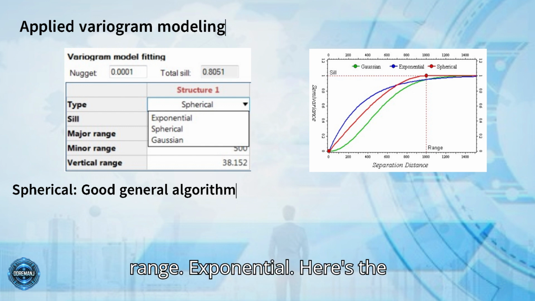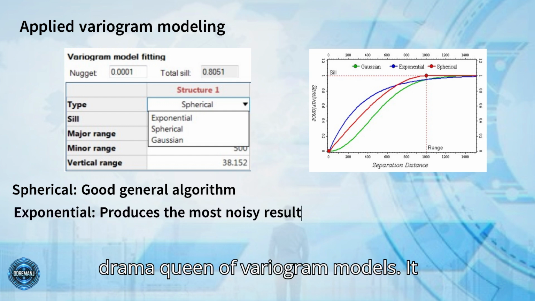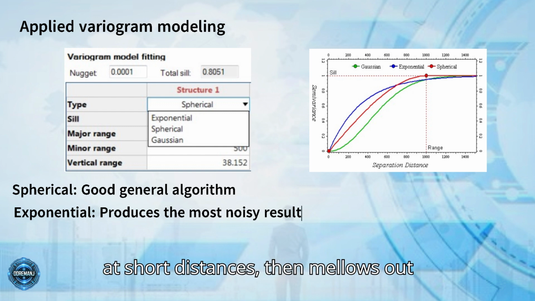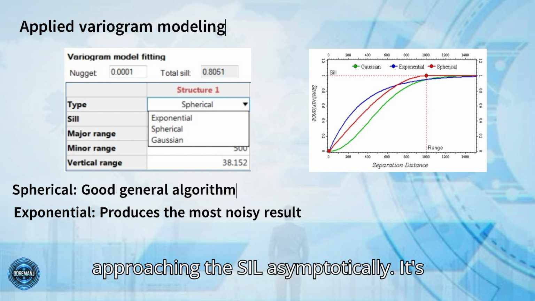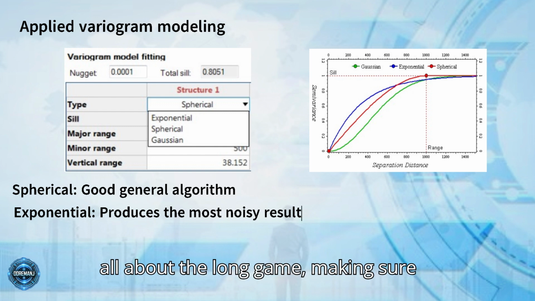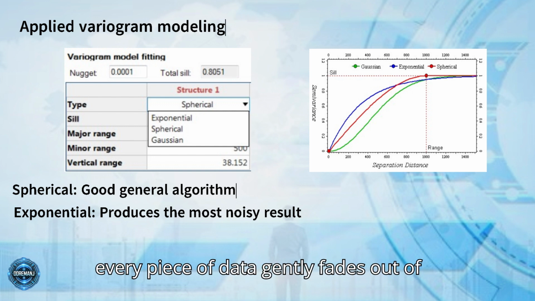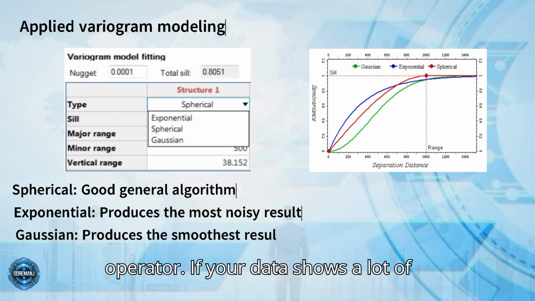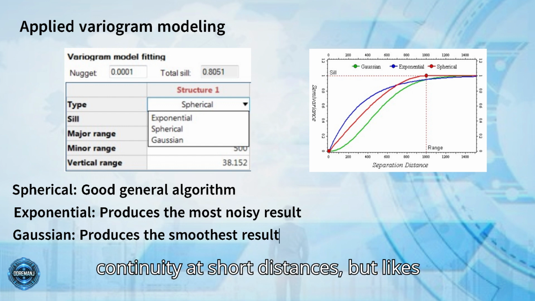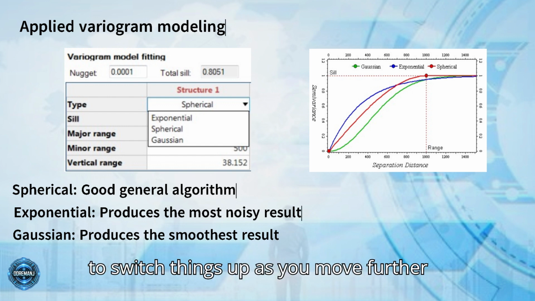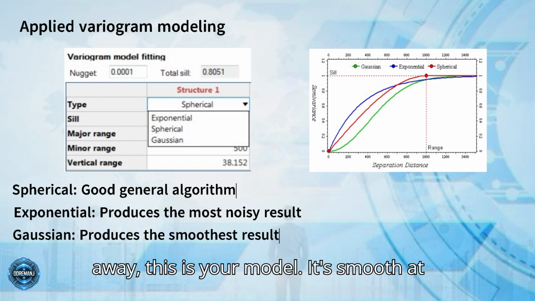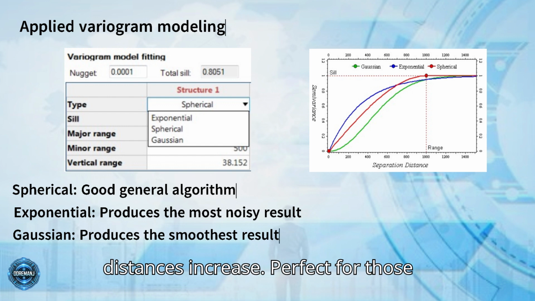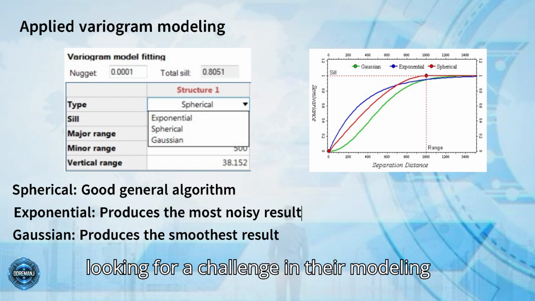Exponential. Here's the drama queen of variogram models. It starts off steep, making big assumptions at short distances, then mellows out, approaching the sill asymptotically. It's all about the long game, making sure every piece of data gently fades out of influence. Gaussian, the smooth operator. If your data shows a lot of continuity at short distances, but likes to switch things up as you move further away, this is your model. It's smooth at the start but gets trickier to manage as distances increase. Perfect for those looking for a challenge in their modeling adventure.